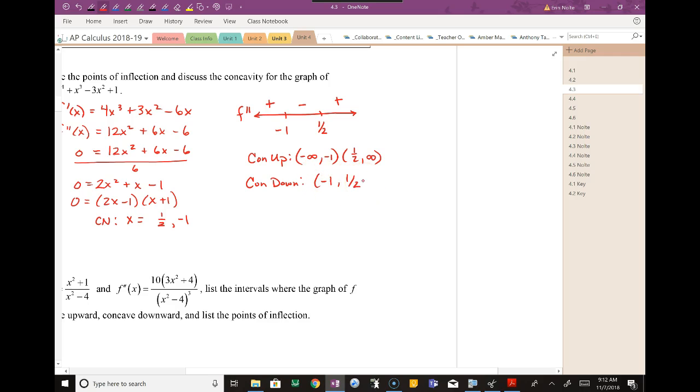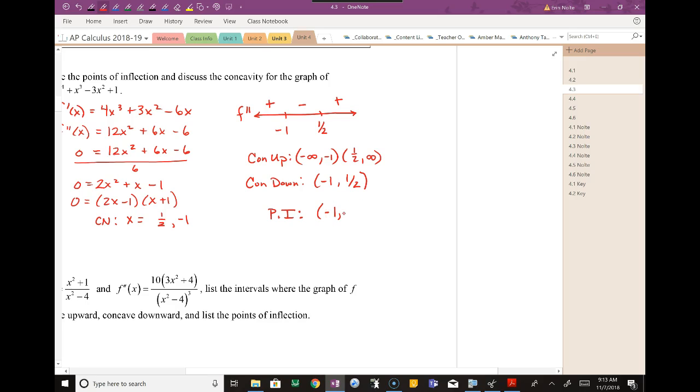Okay, so we're listing our intervals just like we did when we were working with increasing and decreasing values. Okay, and now we're going to find our points of inflection. I'm going to call it PI for point of inflection. I'm not throwing in an O. I don't know why. So where is my point of inflection? So the first one is at negative 1. So for me to say a point, I need a y value.